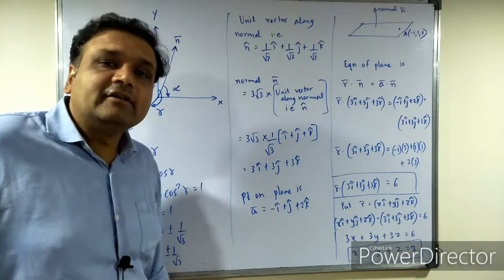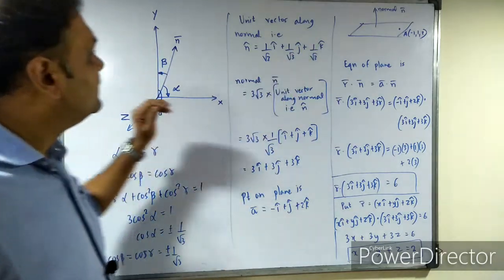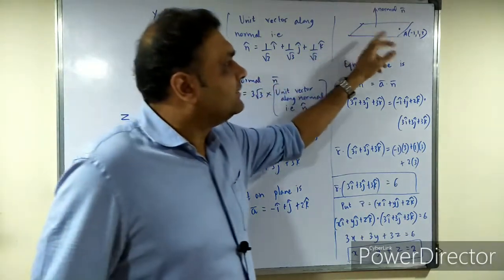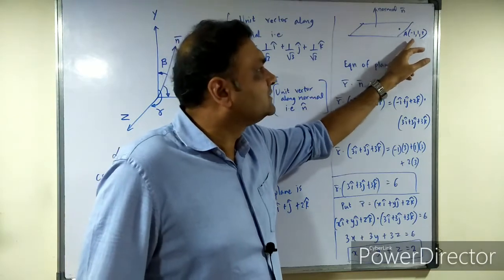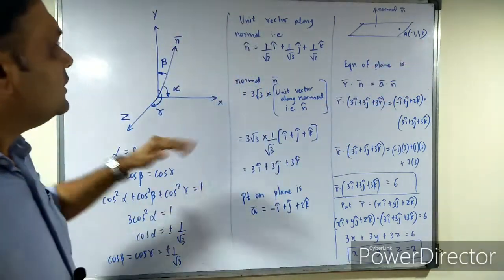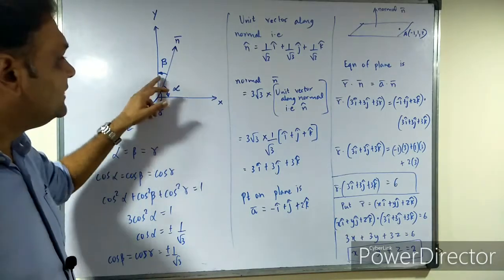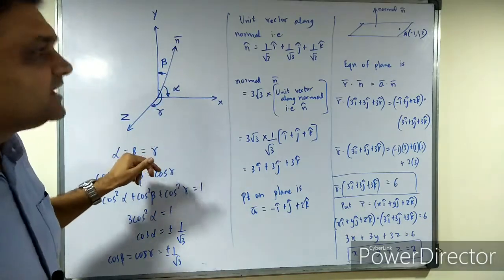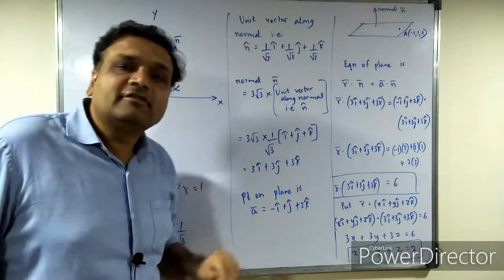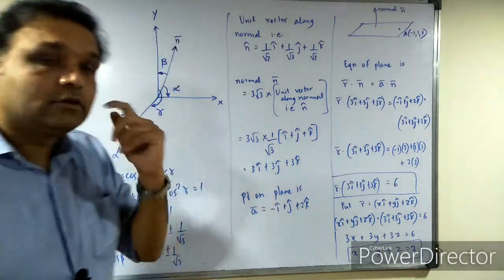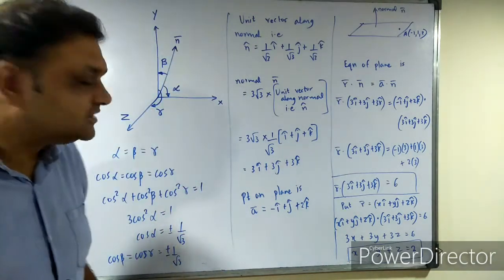plane. The data given is something like this. For this plane, there is one normal and this plane passes through one point -1, 1 and 2. Now, the data given about the normal is that the normal makes equal angles alpha, beta, gamma with the xyz axis and the normal has a magnitude of 3√3 units. Now let us try to understand how to find the equation of this plane.